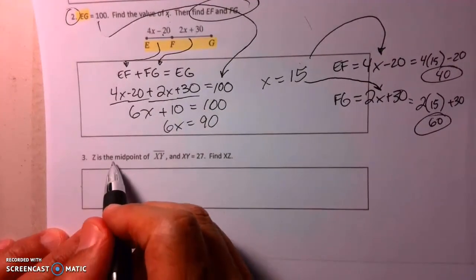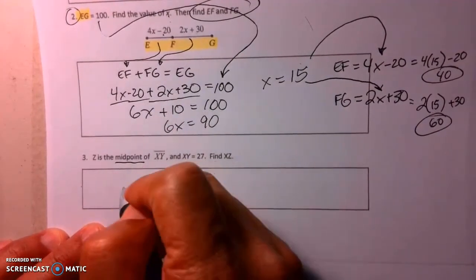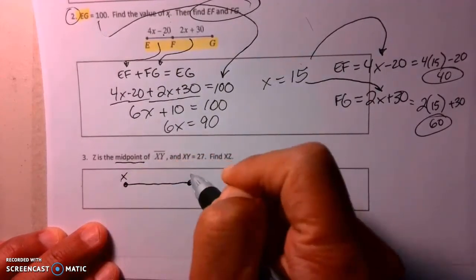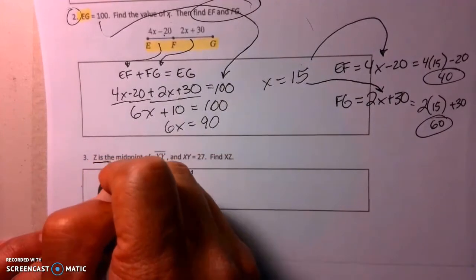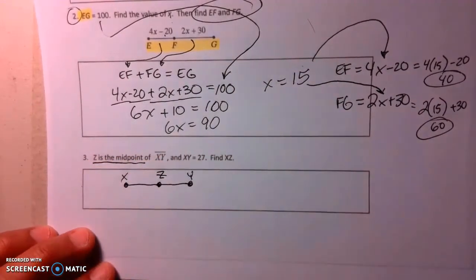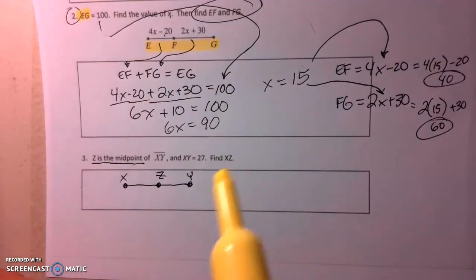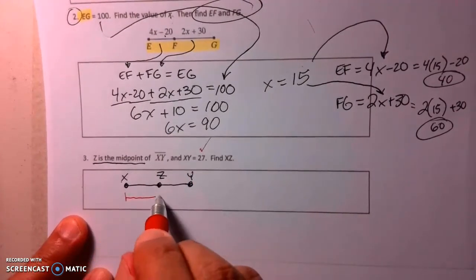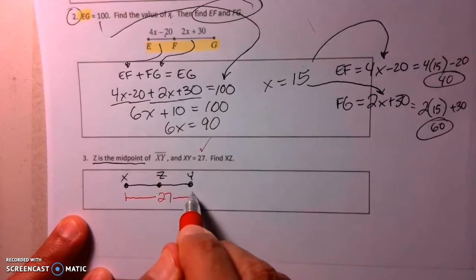So it says Z is the midpoint of XY. So why don't I draw X to Y? And they say Z is in the middle. It's the midpoint. So I'm going to put a little Z there. Okay. Then I'm going to read on. X to Y is 27. So X to Y here to here is 27 inches, 27 centimeters.